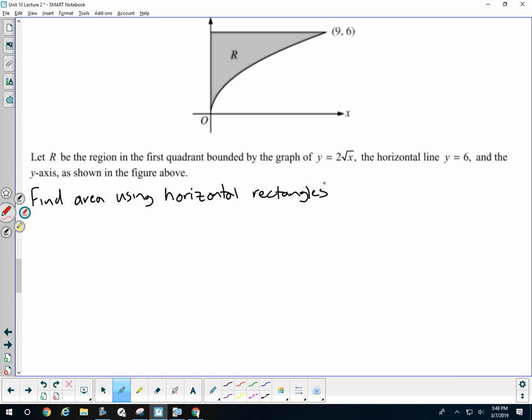Again, we're going to find this area using horizontal and vertical rectangles. Go ahead and do that. You can then plug it into your calculator to make sure you get the same values for both.